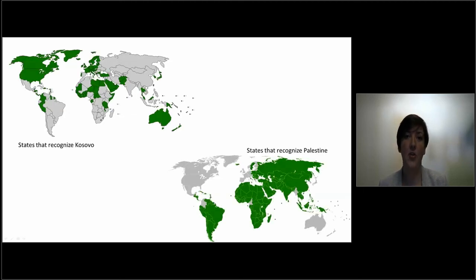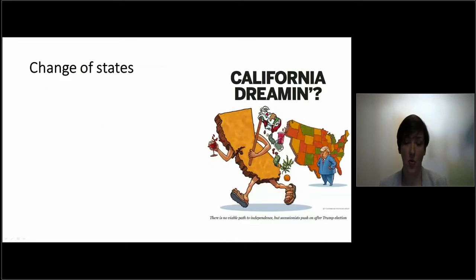And these pictures show the political nature of recognition. These pictures are maps from 2016, and they show how many states recognized Kosovo as a state, and how many states recognize Palestine as a state. And what you see is that very often a state recognizes only one of the two, and that has to do with international politics.